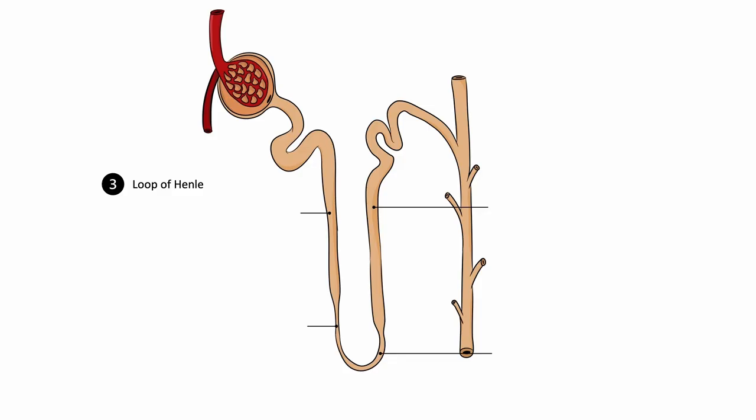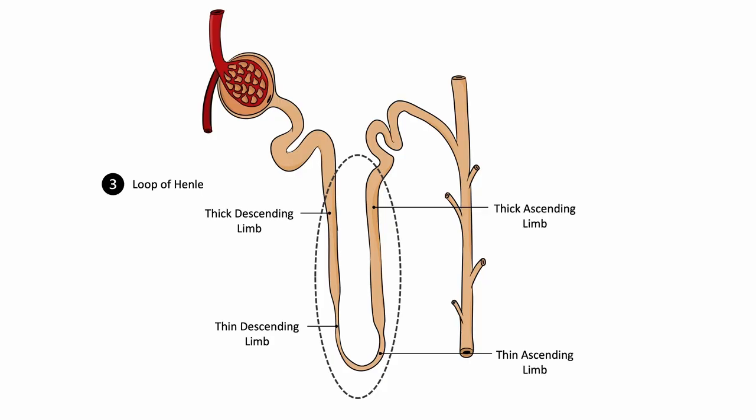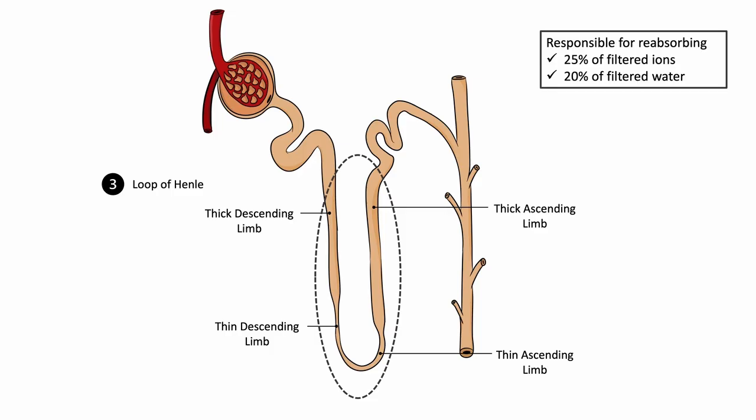The next segment is the loop of Henle. The loop of Henle's role, with the help of the vasa recta and countercurrent exchange, is to concentrate the filtrate and the interstitium. The loop of Henle is responsible for absorbing approximately 25% of filtered ions and 20% of filtered water.